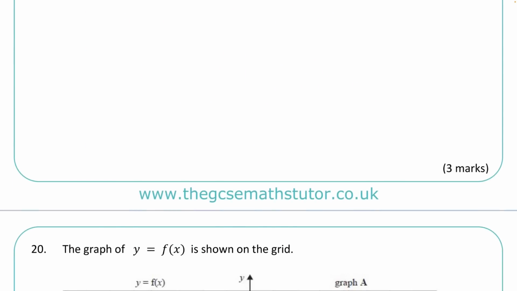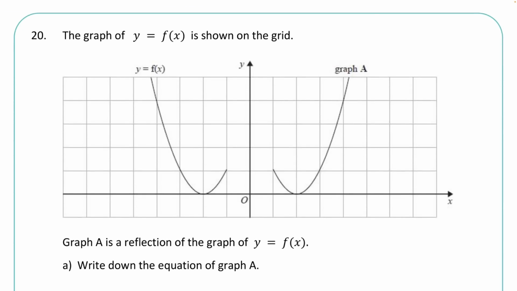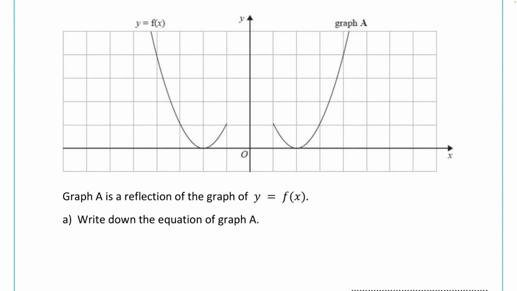On to our next question. So for this one, we have some graph transformations. It says the graph of y equals f of x is shown on the grid. Graph A is a reflection of the graph y equals f of x. Write down the equation of graph A.